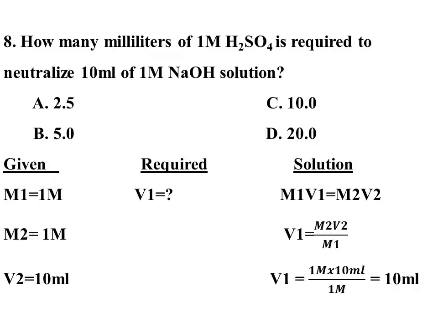Rearrange this formula to obtain V1 equals M2V2 divided by M1, and V1 equals 1 molar multiplied by 10 ml over 1 molar. Molar cancels molar, and this gives 10 ml of the solution. The volume of the solution is 10 ml.